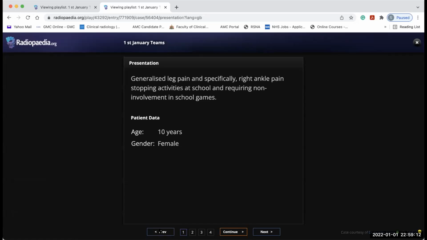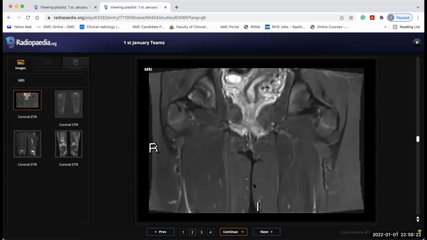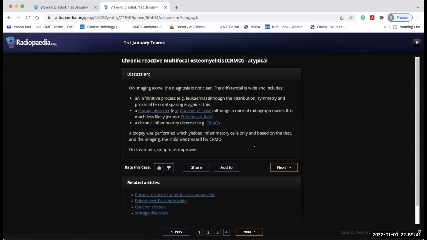Actually, I feel that we neglected the management part, but this was just to show more cases. It's a case of generalized leg pain, and actually you pointed out the diagnosis of the case. This is a case of chronic recurrent multifocal osteomyelitis. Okay, so it's quite symmetrical. Yeah, you pointed it out, but I'm not sure why. I mean, you said it is not, but actually this is. Because it was quite symmetrical, I thought yeah, that it would be.